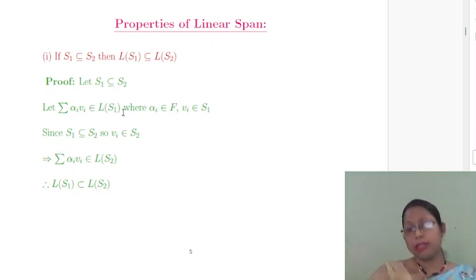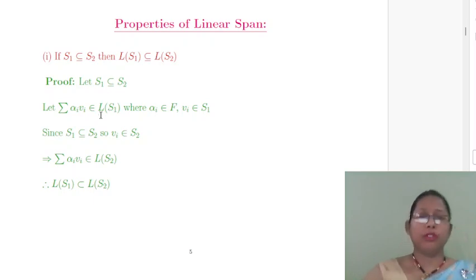So L(S2) is a vector space. So multiplication of a scalar and an element of the vector that belongs to S2, again the summation, the linear combination alpha i vi, belongs to the linear span of S2. Therefore, any element in the linear span of S1 belongs to the linear span of S2. So we get the first property.